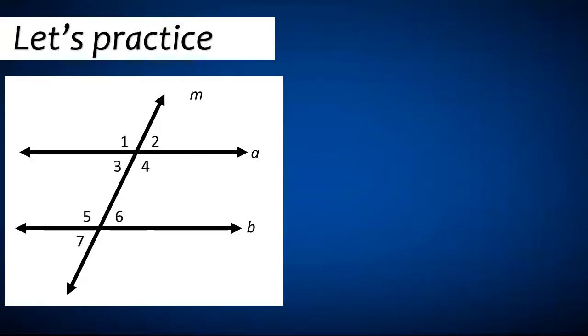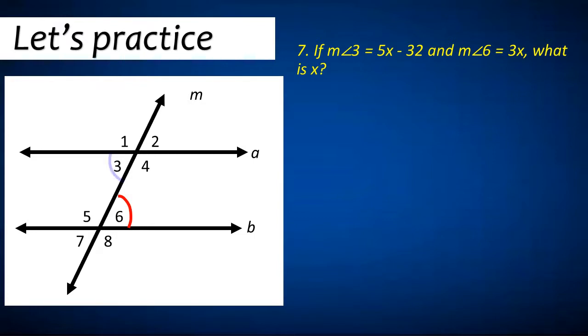Last one. Sorry. If measure of angle 3 is 5x minus 32 and measure of angle 6 is 3x, what is x? So, angle 3 and angle 6, they are alternate interior angles. Alternate interior meaning congruent sila. Hindi mo sila i-equate sa 180. So, kung congruent sila, i-equal mo sila sa isa't isa.